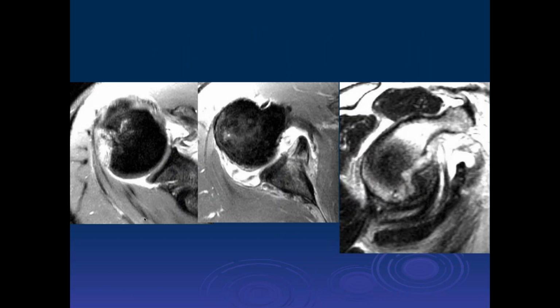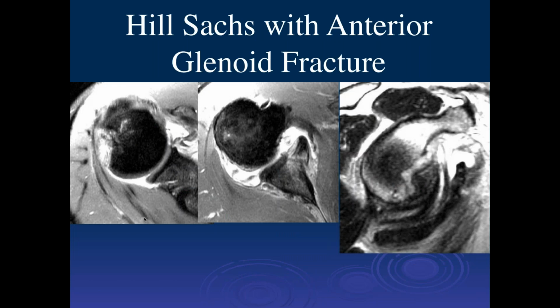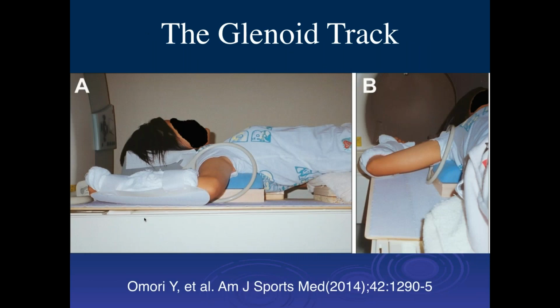And here's just another example of a larger unstable lesion that's going to require some sort of a stabilization procedure in order to be stable. Okay, so this brings up the concept of the glenoid track.